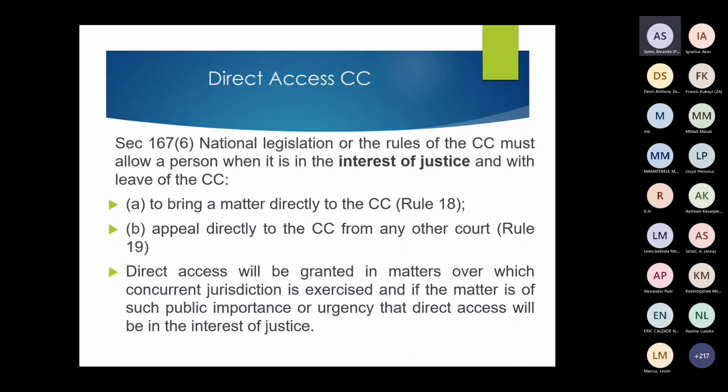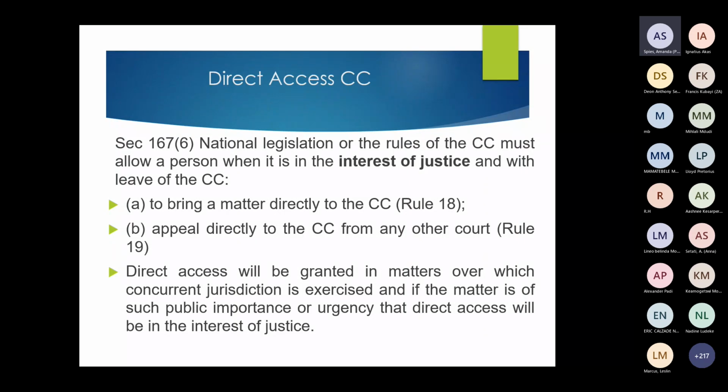It will refuse direct access because it does not want to sit as a court of first and last instance, especially in matters which deal with the common law, especially because the Supreme Court of Appeal is seen as being the expert on common law and the development of common law. So obviously they would like the input from the SCA first before they make a final decision on the relevant matter. So it's very difficult to get direct access.